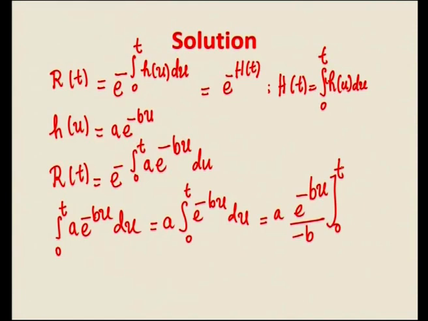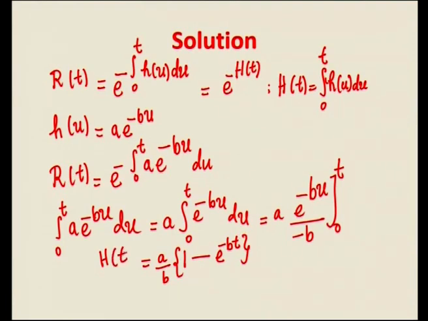When you substitute the limits, this becomes a by b times, because there is a negative sign, let me substitute the lower limit first. Then I will get e power minus b into 0. In the place of u put 0, it is 1. So, 1 minus the upper limit, e power minus b t. So, this is the cumulative hazard rate what we have, capital H of t.